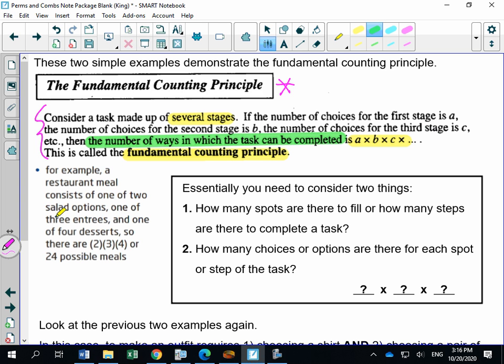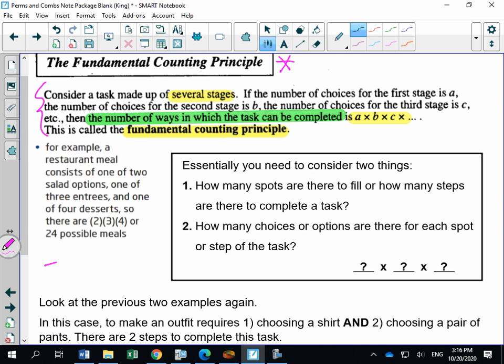So I'm going to give you now a more complicated example. It says, for example, a restaurant meal consists of one of two salad options. So the first stage is salad, right? And there's two salad options, so maybe like Caesar salad and garden salad. So in that first stage, there's two possible choices. Then you get a choice of 3 entrees. So the second stage would be entrees, and we have 3 entrees to choose from. So let's say like a fish, a steak, and a pasta entree.